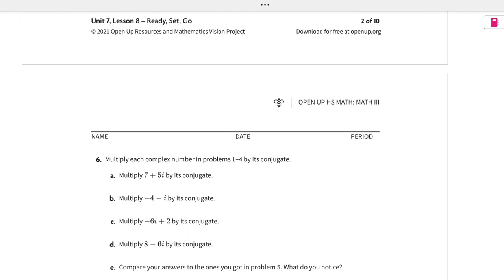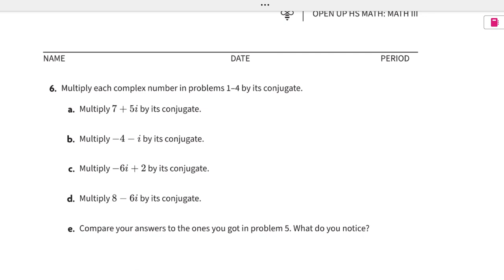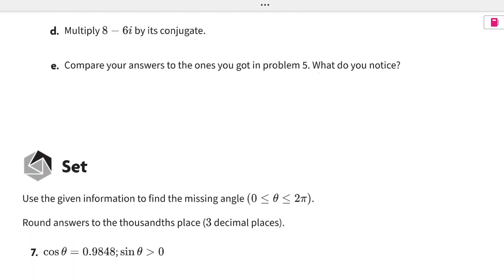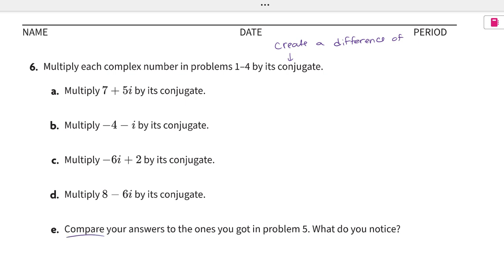Okay, question 6. It says multiply each complex number in problems 1 through 4 by the conjugate. So we're using those same problems above. Remember, conjugate, we create a difference of squares. And that's going to be addressed a little bit when it says compare our answers. A difference of squares. That way, the middle terms fall away, and we can end up squaring the imaginary part.